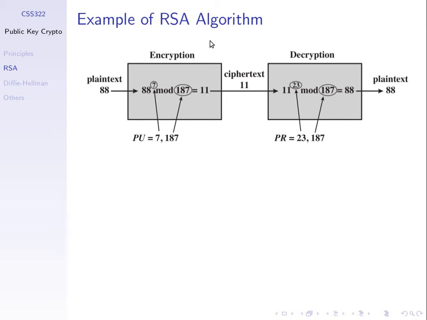We send 11 to the other side, and the other side decrypts. And the decryption algorithm, which was on one of the previous slides, is effectively the same. To get the original plain text back, we take the ciphertext, raise it to some number, in this case a different number, D, and mod by the same modulus N.